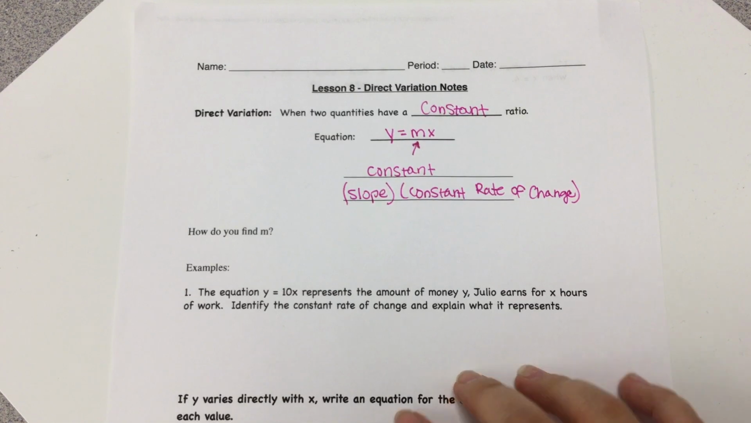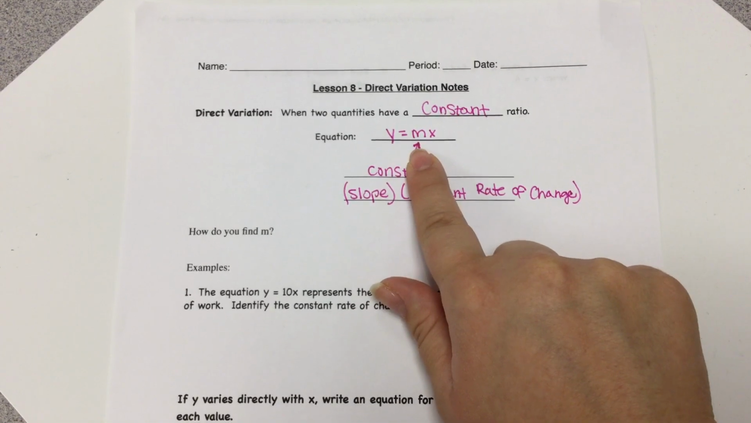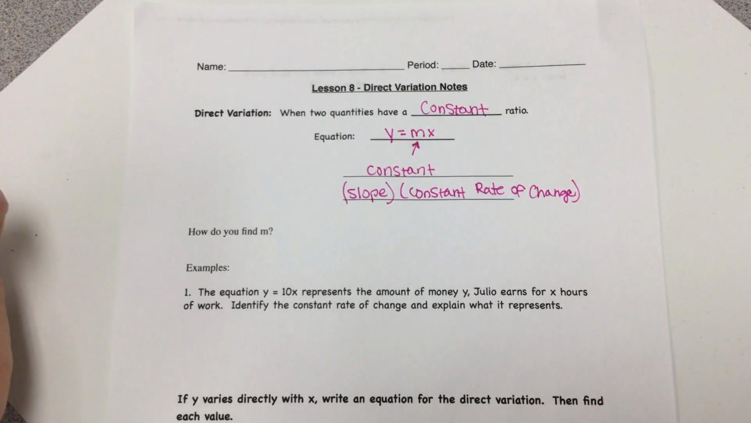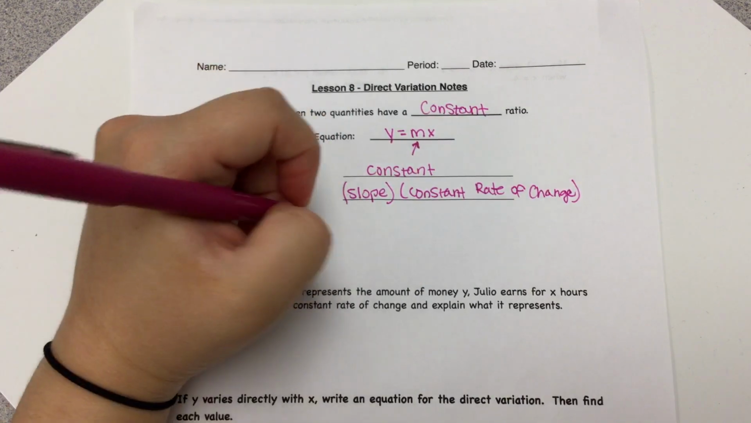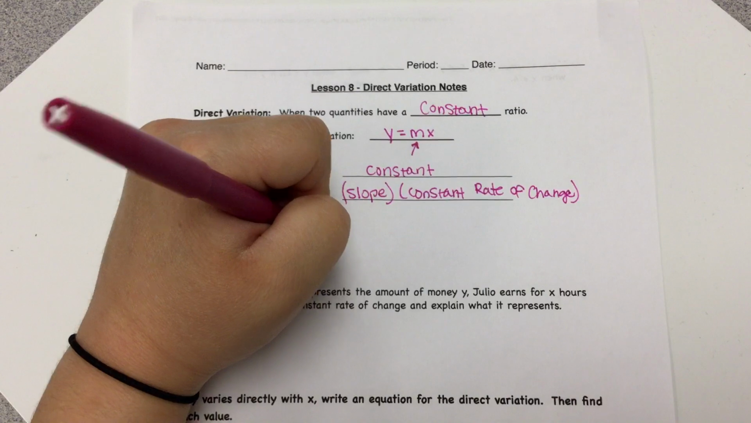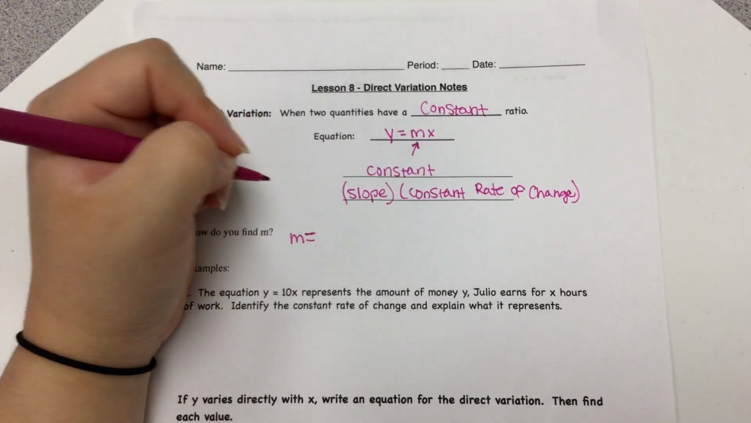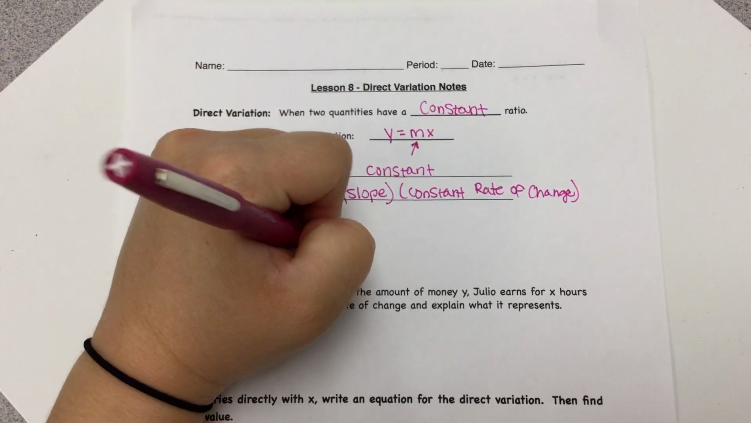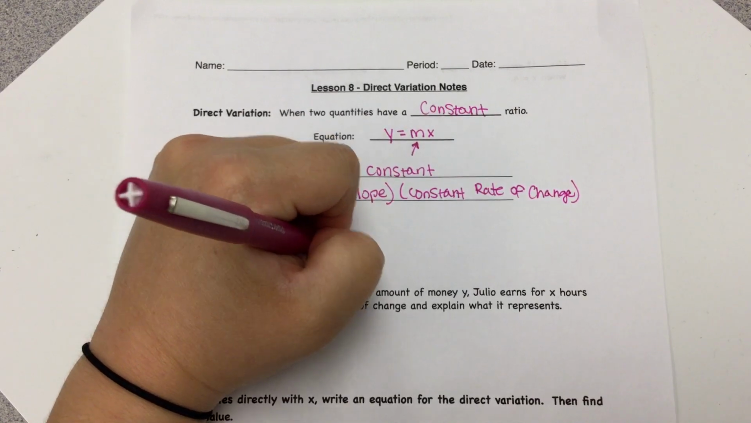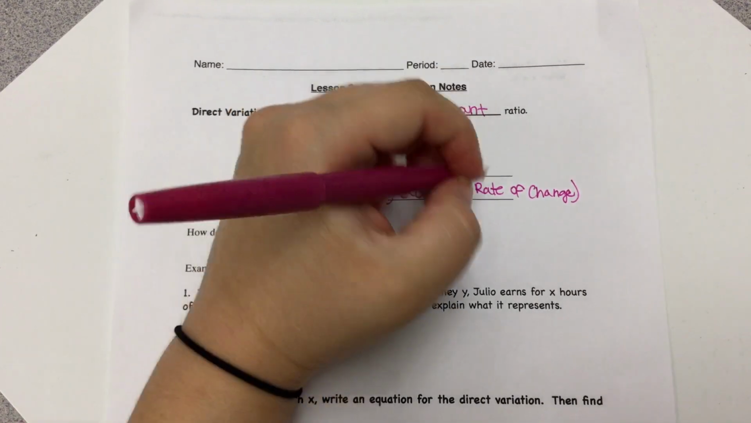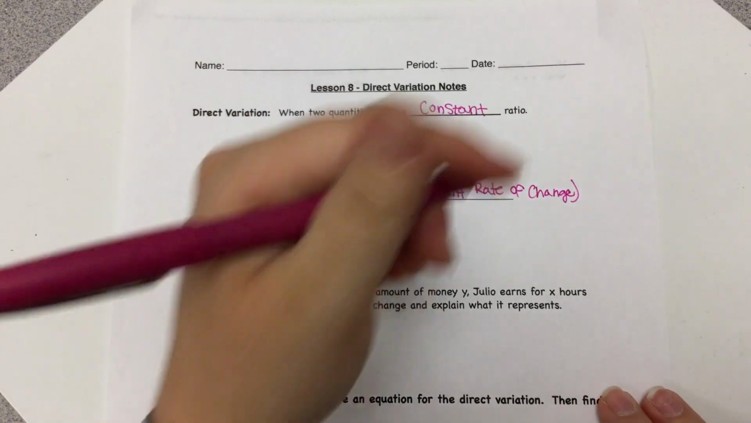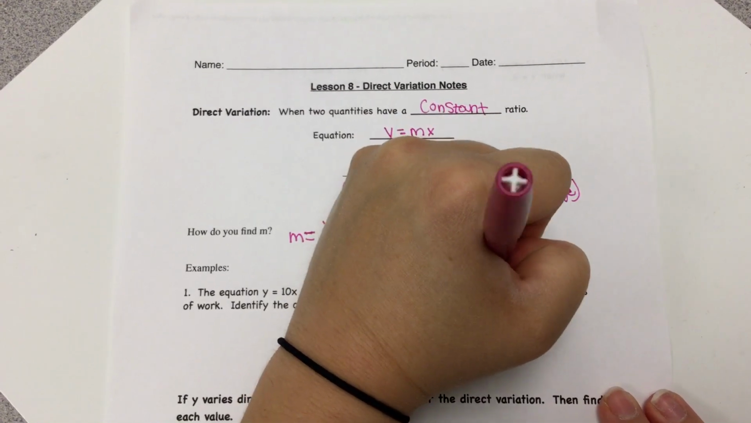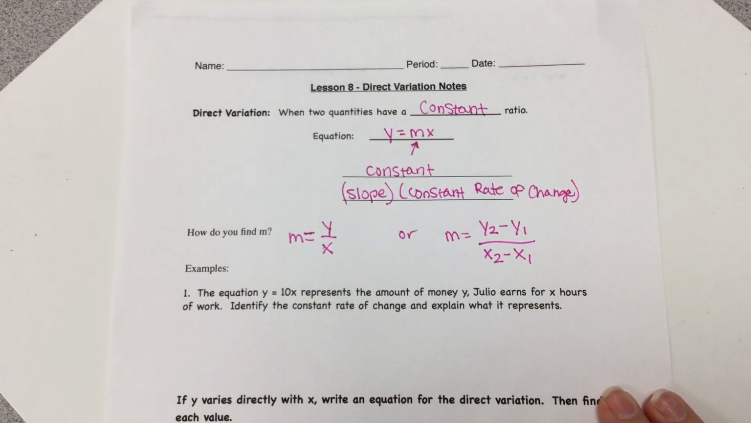Okay, so now we ask ourselves, how do we find that constant or the slope or the constant rate of change? Well, you may have realized in your investigation that we can actually find the slope of a proportional line, so a linear line that goes through the origin. We can simply find the slope by y over x, okay? We also can find the slope or the constant rate of change by using that slope formula of y2 minus y1 over x2 minus x1, okay?